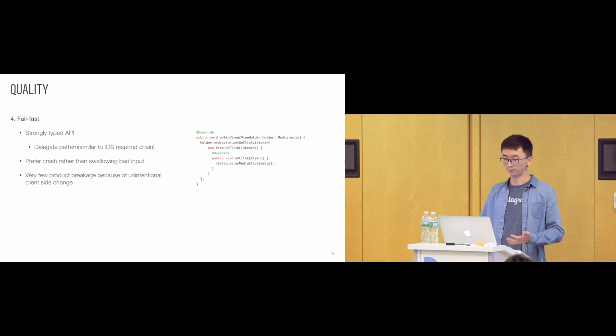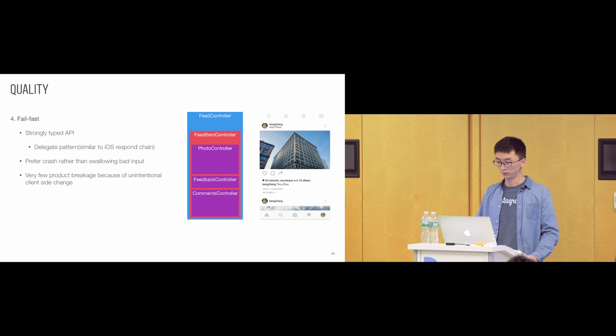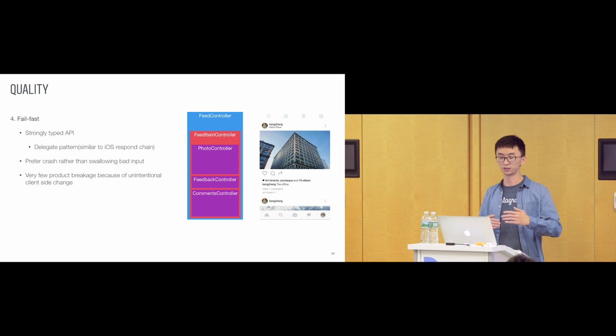For instance, here we bind a media object to a media view, and whenever this media view is clicked, we want to dispatch the callback to something. Here we have a delegated class for it. The thing worth noting is that the delegated class is strongly typed, the on media click is strongly typed, and the media object we pass back is strongly typed. If you think about the structure of our app, your view controller classes should always look like a tree: small controllers compose the big controllers.